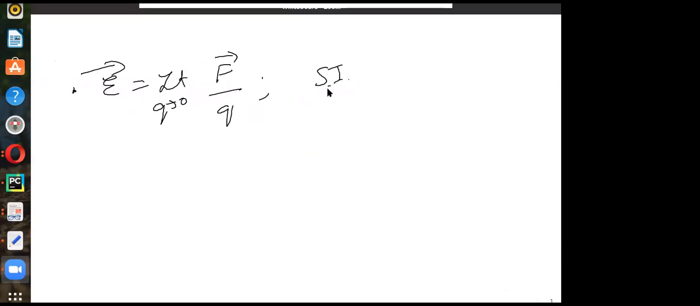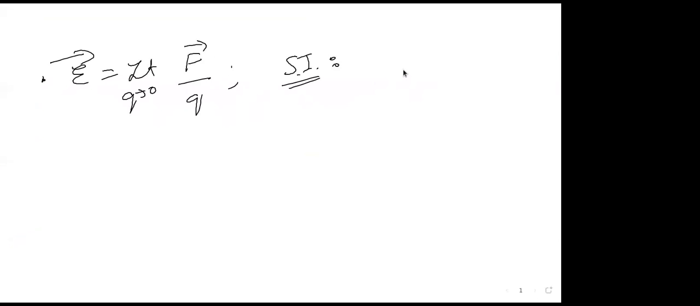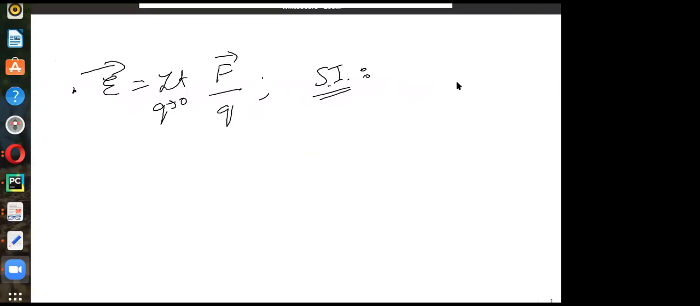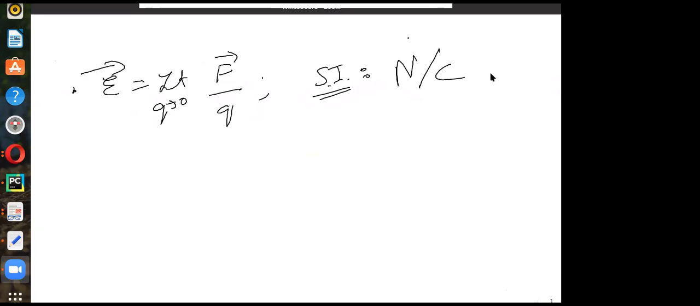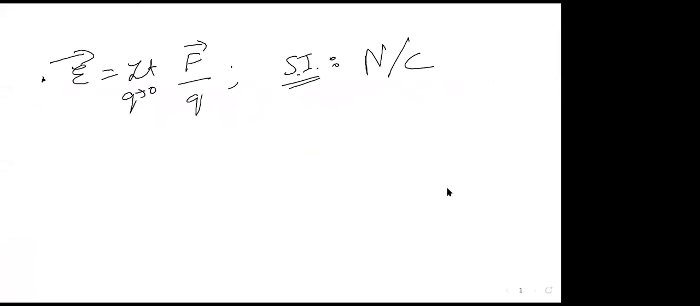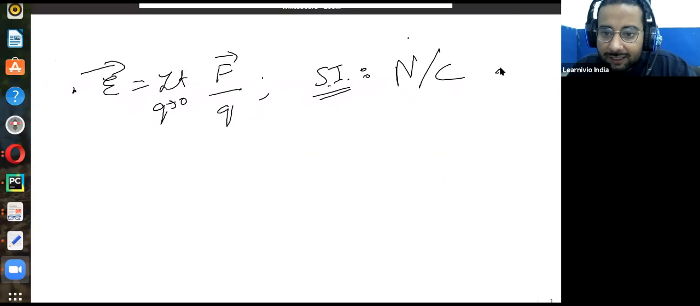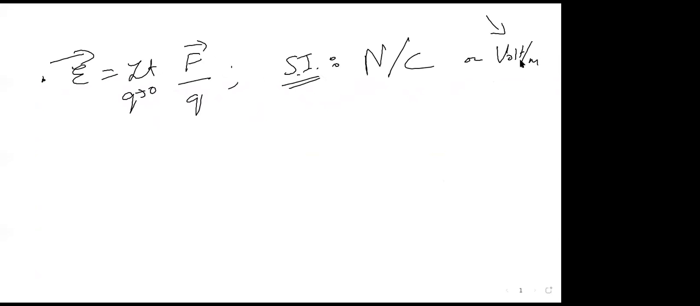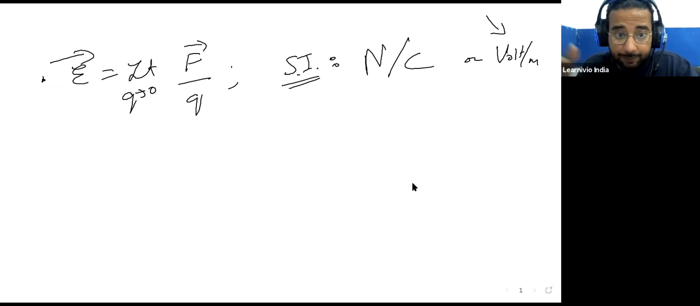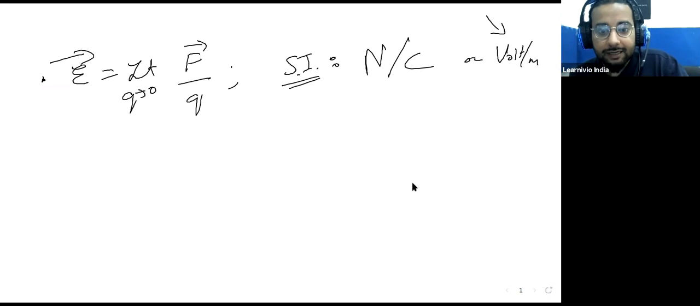What is the SI unit of this thing? Any idea? No idea, sir. What is the unit of force? Newton. What is the unit of charge? Coulomb. So newton per coulomb. Done. Okay. Or you can also write it down as volt per meter. We'll come to this definition soon when we talk about potential energy and electric potential, which will essentially be derived from this particular field that we talk about.